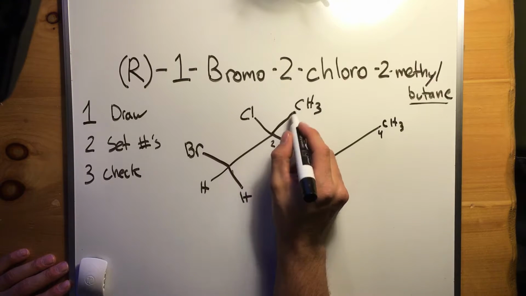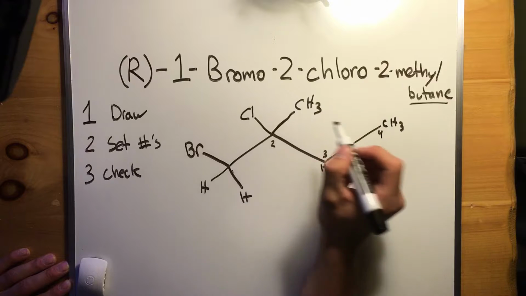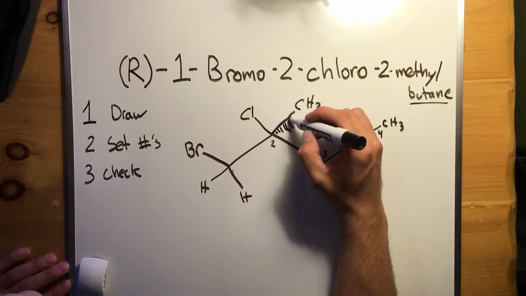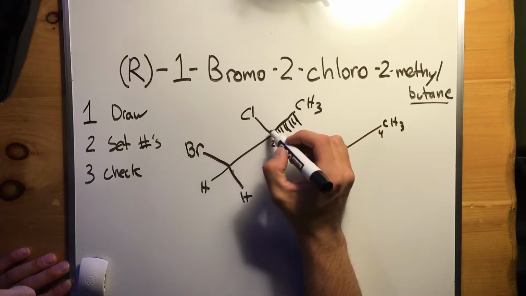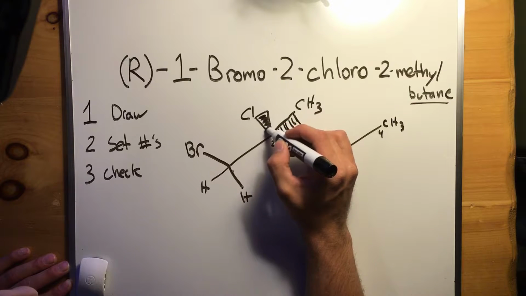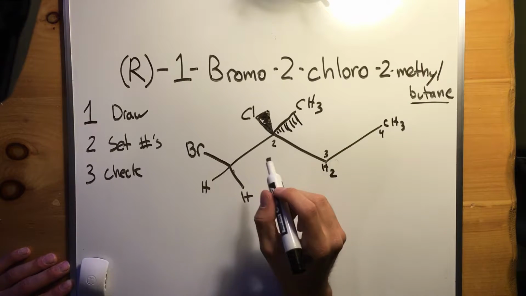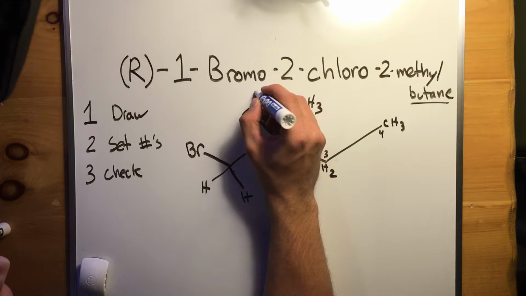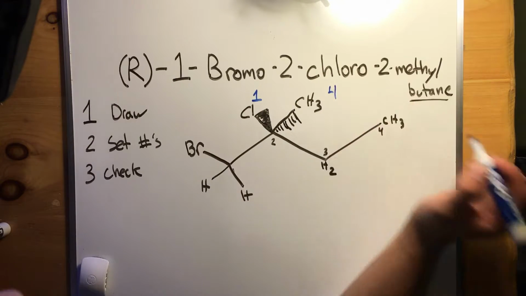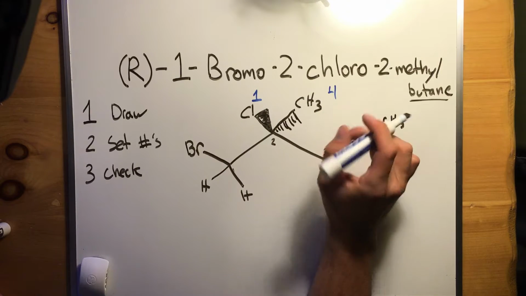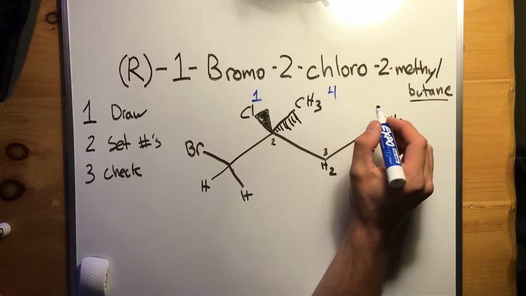So to do that, one of these needs to be into the page, one of them needs to be out of the page. My rule of thumb is always to put what seems to be the smallest substituent out of the page, and let's see if that works. So we know that chlorine will be our number 1 group, and methyl will be our number 4 group, because chlorine has our highest atomic number. Carbon here is going to have our lowest atomic number, followed by hydrogens.